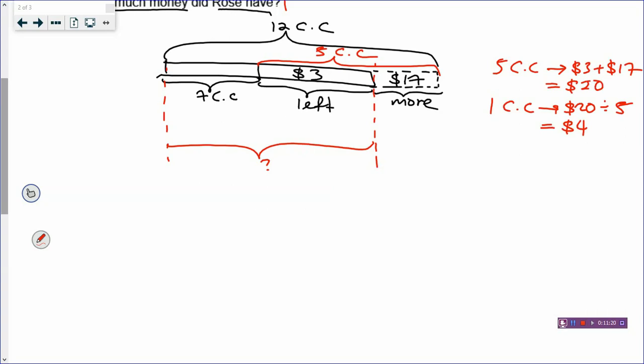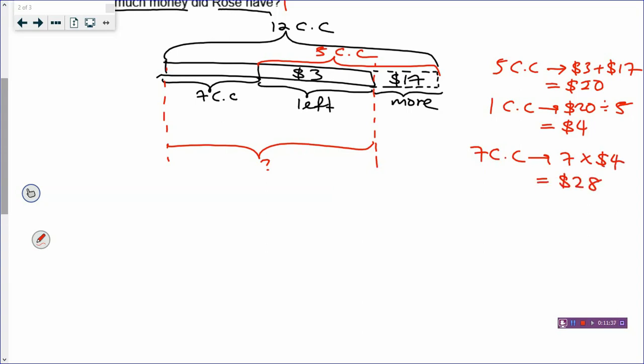Now you look at the question mark. How do you find the question mark? Well, to find the question mark, I need to find the 7 cupcakes first. So how much is 7 cupcakes? I take 7 times 4, I get $28.